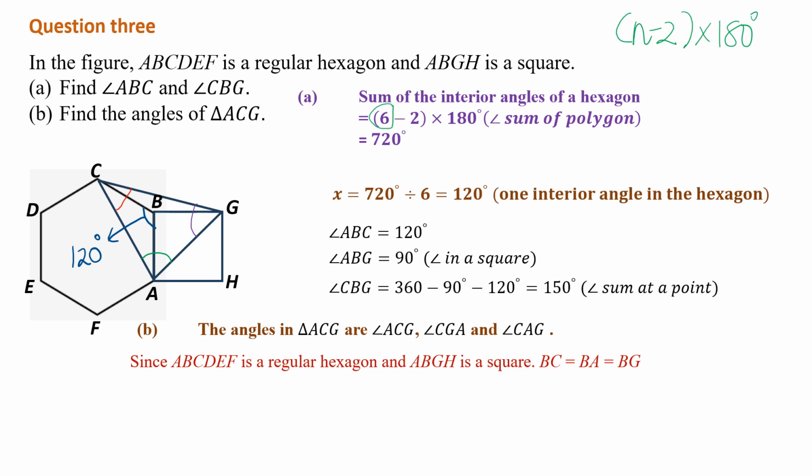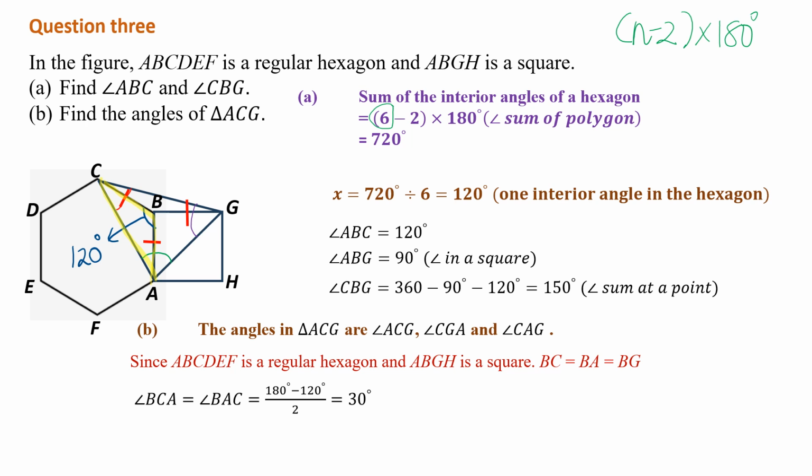All right, so we are told that ABCDEF is a regular hexagon. Regular hexagon means all the interior angles have the same value, and ABGH is a square. So therefore, a regular hexagon also has all the sides having the same value. So therefore, BC is equal to BA. And because ABGH is a square, AB is also equal to BG. And what is so important about this? Yes, it makes your triangle ABC an isosceles triangle.